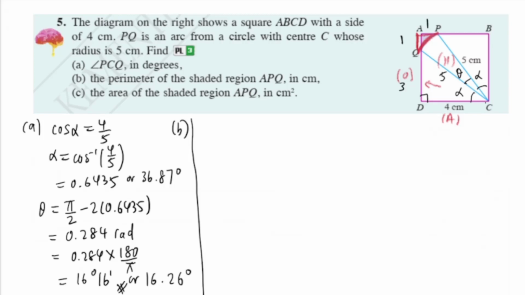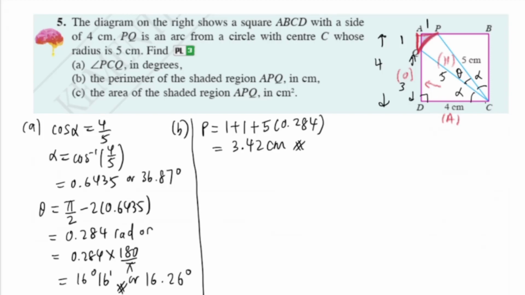And the other two sides we can calculate directly. It's 1 each. How do I know it's 1? 4 minus 3. The square has a length outside of 4, so you minus 3 here, you're left with 1. So your perimeter is basically 1 plus 1 plus r, radius is 5, your theta is 0.284. Okay, and you will get 3.42.